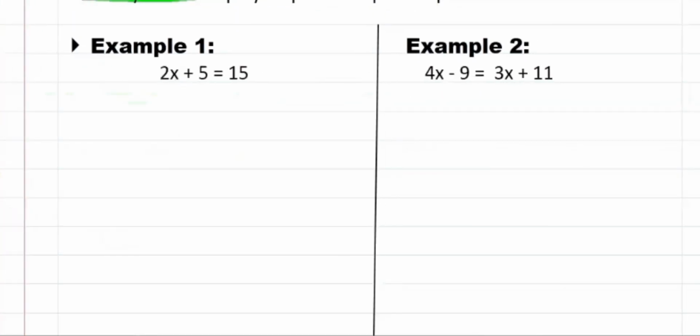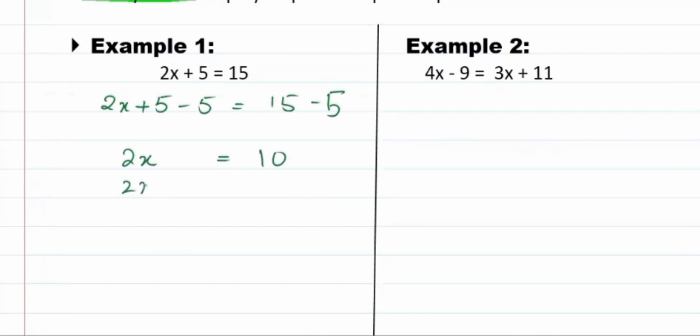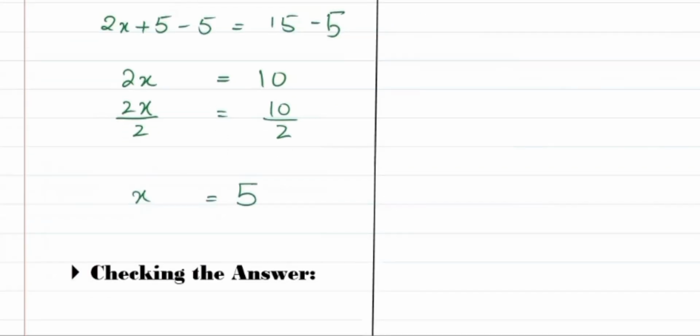Example number 1 is 2x + 5 = 15. We have to solve this equation for x. We are going to subtract 5 on both sides. 15 minus 5, here we get 2x equals 10. Now dividing both sides by 2, we get that x is equal to 5. I hope you understand this example.